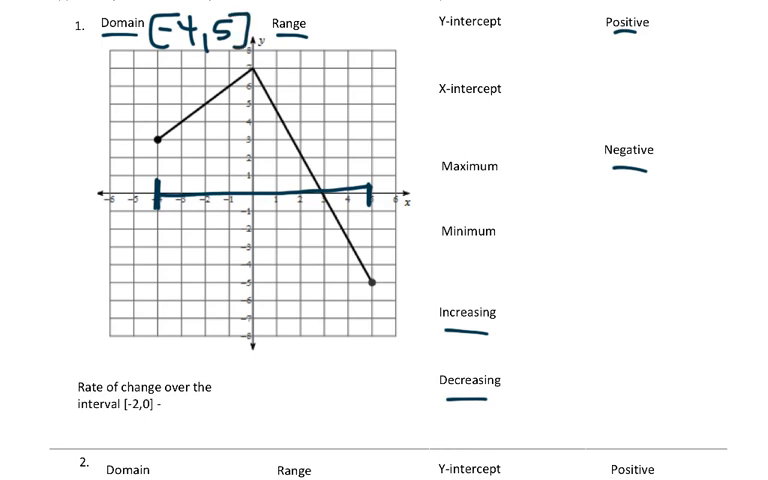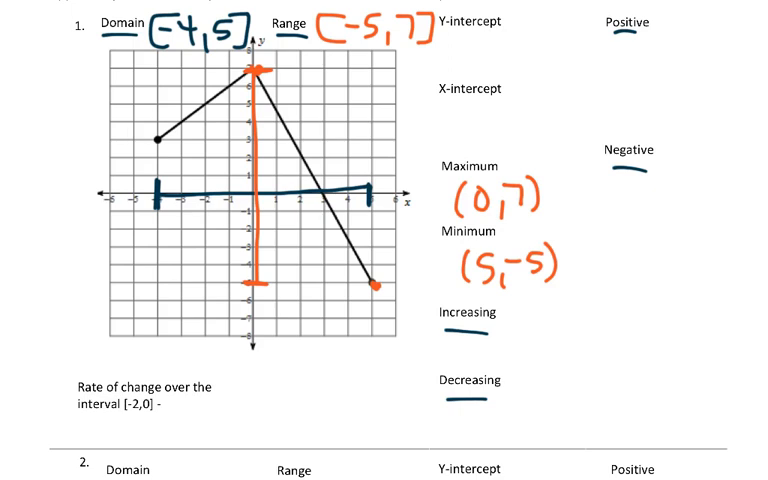For my range, I just go on the y-axis, how low it goes, -5. And it's continuous up to the highest point of 7, so -5 and 7. Interestingly enough, with that range, I can see that lowest and highest point pretty easily, and so I know that my highest point, my maximum, is going to be (0, 7), and my minimum is going to be (5, -5).